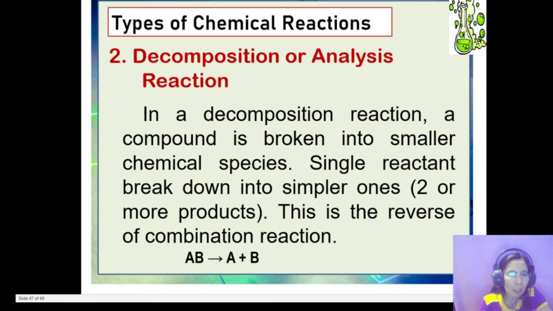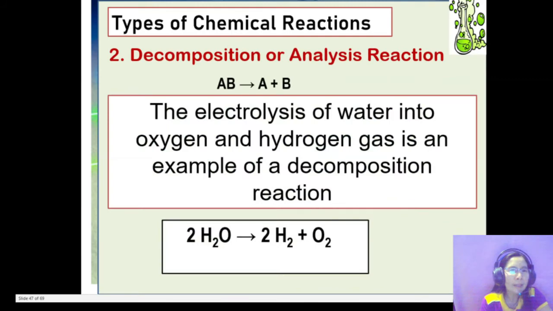It is because here we only have 1 reactant and there are 2 products. So 1 becomes 2 this time. Exactly the opposite of the first type of chemical reaction. And who can give an example for this type of chemical reaction? Excellent! The electrolysis of water into oxygen and hydrogen gas is a concrete example of a decomposition reaction. So, looking at the chemical equation, we have 2 molecules of water broken down into 2 molecules of hydrogen gas and oxygen gas. So, 1 reactant produces 2 products.